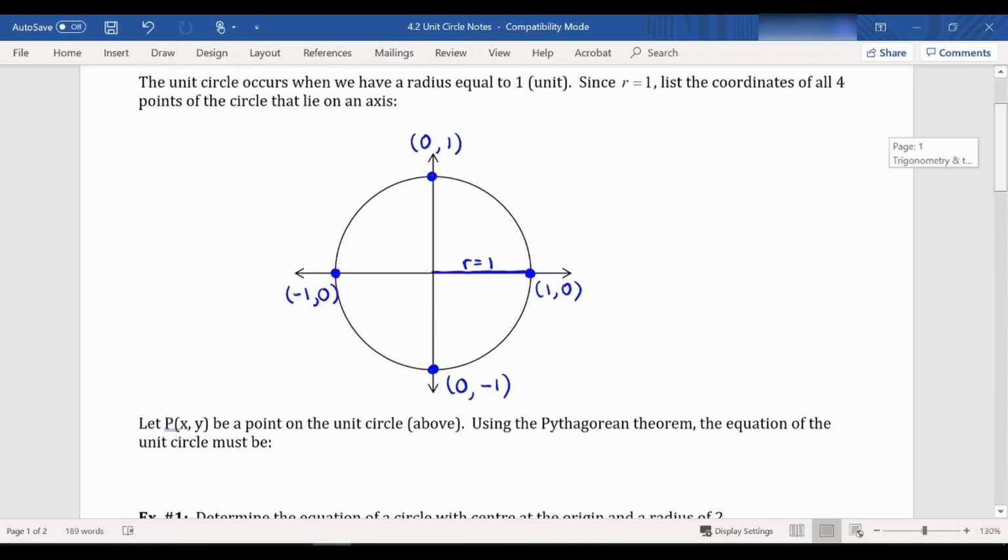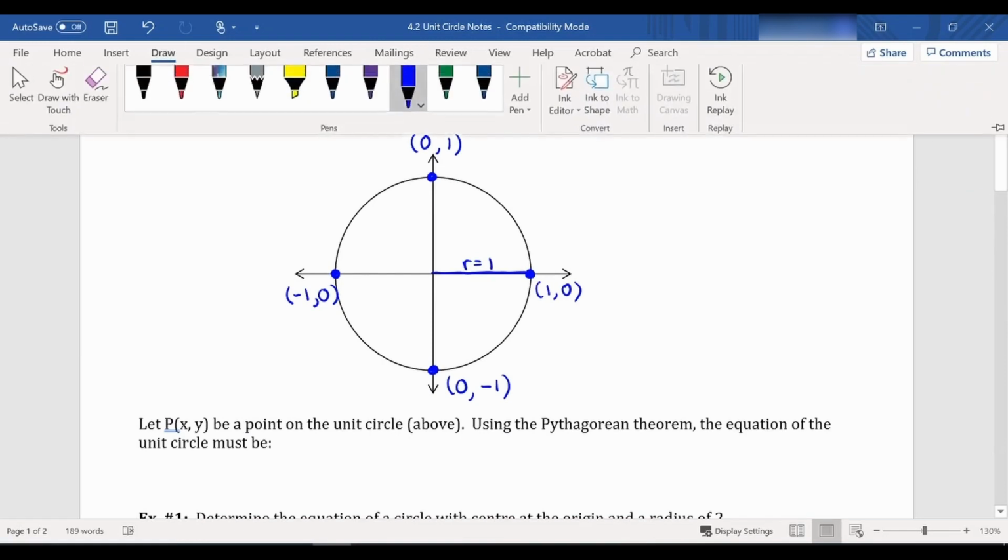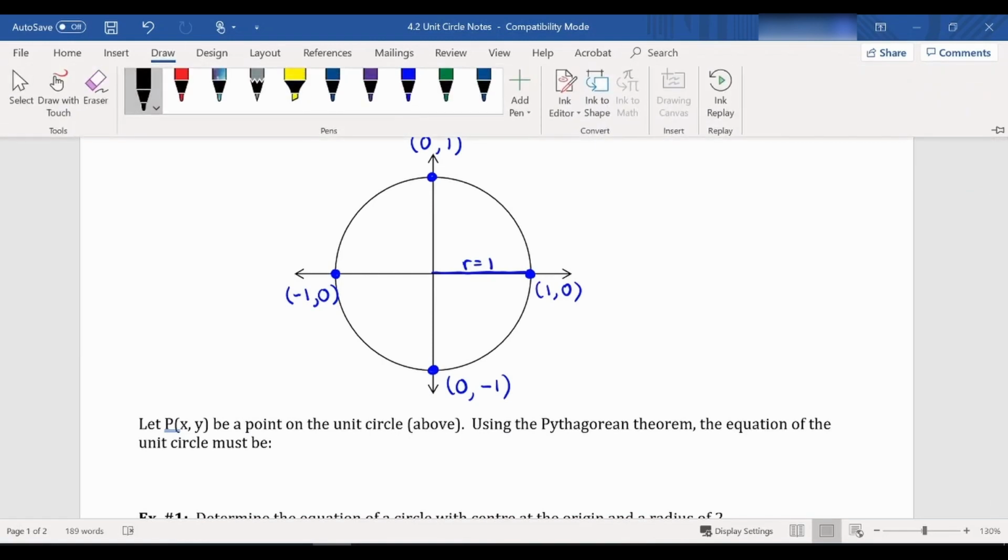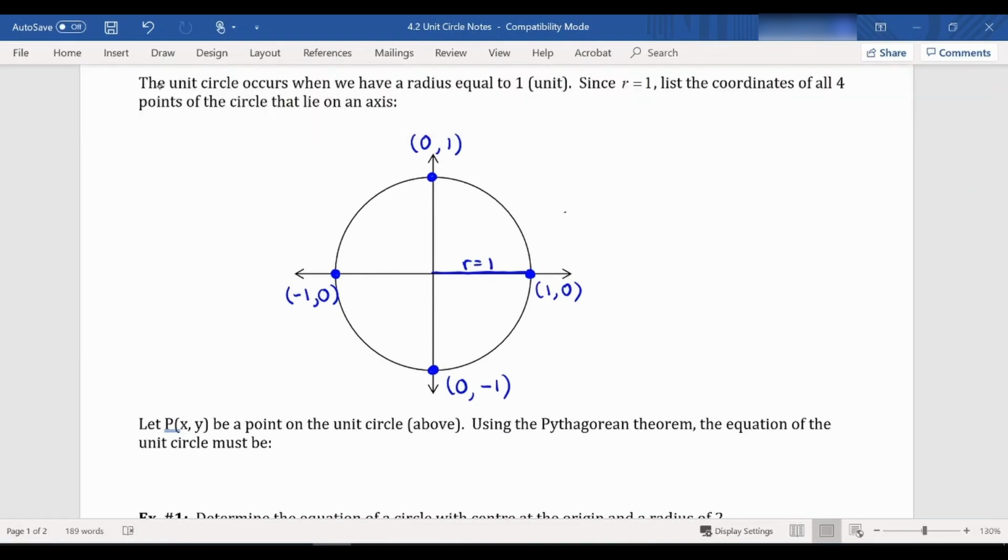Now, the next portion is telling us let P, x comma y, be a point on the unit circle above. So I'm going to put a point on my unit circle. This is going to be point P, and this has coordinates x comma y. Using Pythagorean theorem, we want to find out what the equation of the unit circle must be.